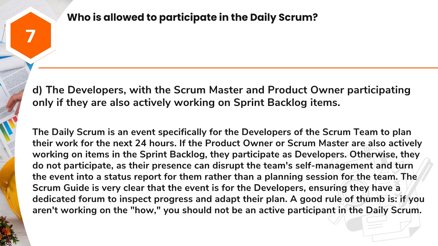Answer. D. The developers, with the Scrum Master and Product Owner participating only if they are also actively working on sprint backlog items. The daily Scrum is an event specifically for the developers of the Scrum team to plan their work for the next 24 hours. If the Product Owner or Scrum Master are also actively working on items in the sprint backlog, they participate as developers. Otherwise, they do not participate, as their presence can disrupt the team's self-management and turn the event into a status report for them rather than a planning session for the team.